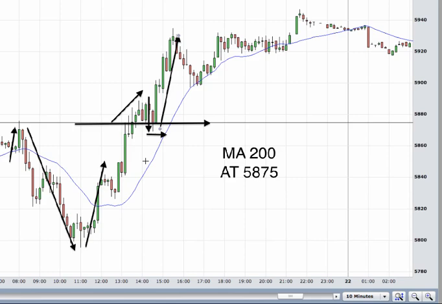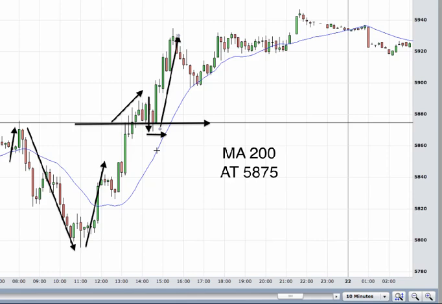Or if you're at your screen, what I do is I do the opposite: on the close of the 10-minute candle bar, if I saw the 10-minute candle bar close back below the breakout zone, then I would exit the trade.